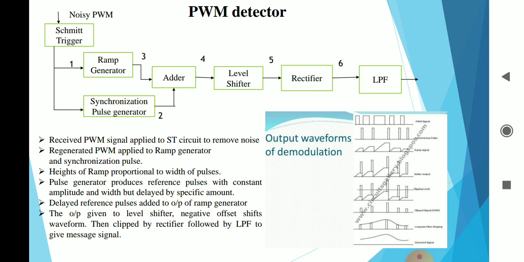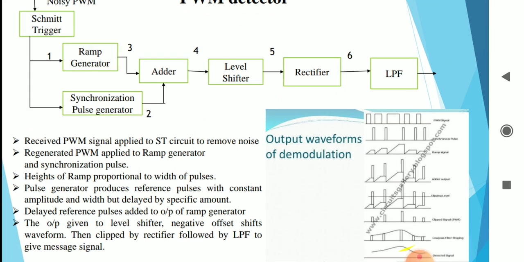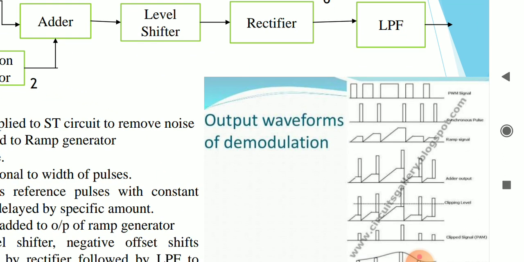So the input signal will be the PWM signal. So here we can see the output waveforms of a demodulated signal. The input signal is in PWM signals, and these PWM signals are given to necessary blocks which are shown in the PWM detector block diagram.